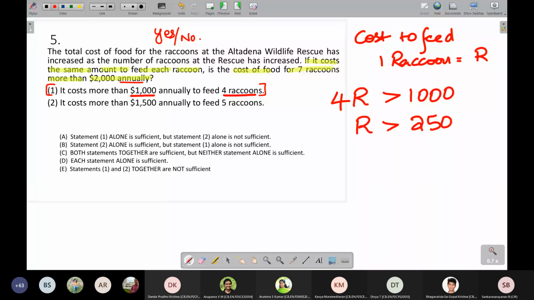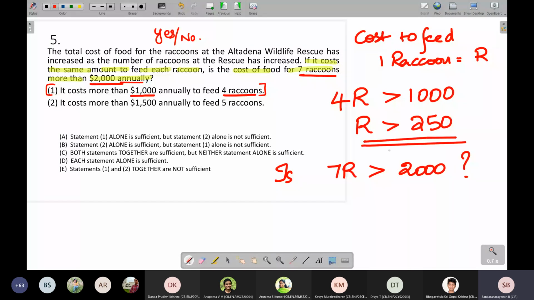So the question is, if R is more than 250, is 7R more than 2000? That is the question. Okay, so what do you think? Can you answer the question here, whether 7R is more than 2000, with the help of this input, R is more than 250? What do you say? Is it possible you can answer it? Tell me fast. Yes, sir.